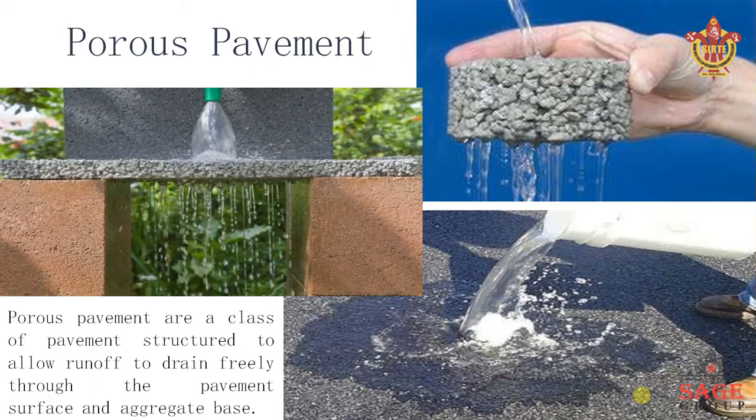Now we can see another type of pavement, that is the porous pavement. Porous pavements are a class of pavement structured to allow runoff to drain freely through the pavement surface and aggregate base. So in this picture we can see that water is passing through the surface. The material here is porous material and the pavement layer is known as porous pavement.